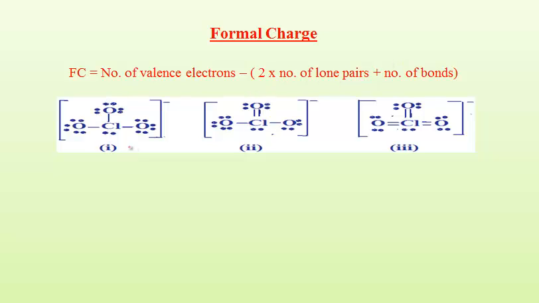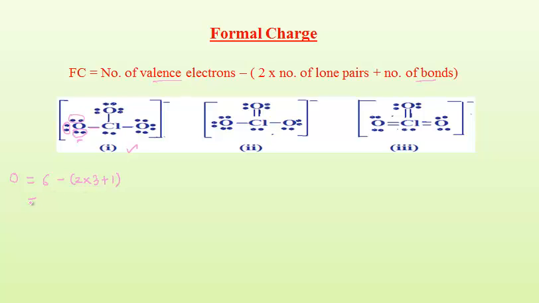Well, let me start with the first chlorate ion, and we calculate the formal charge on this oxygen atom. Let me write here oxygen atom, and we apply the formula. It says number of valence electrons. Oxygen has 6 valence electrons, minus 2 multiplied by number of lone pairs. Lone pairs are the pairs of electrons which do not take part in bond formation. Oxygen has 3 lone pairs, 1, 2, 3. I mention here 3, plus number of chemical bonds. Oxygen forms only 1 chemical bond, I mention here 1.